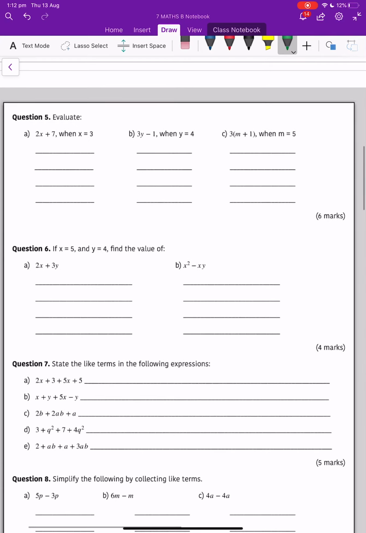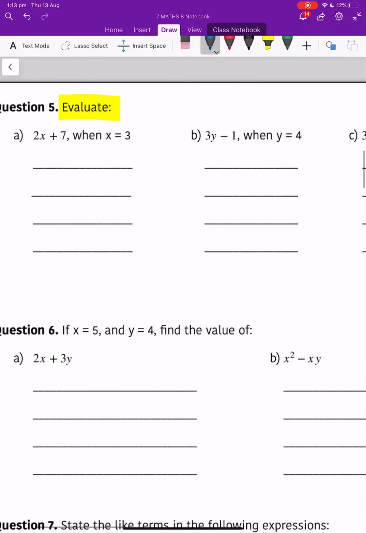Okay, the next type of question asks us to evaluate an expression, but we have to do some substitution. So substitution is when we're replacing a pronumeral with a value that we have been given. So for the first question, you've got 2x plus 7. This is your expression, 2x plus 7. And you have to substitute in x as x equals 3 whenever you see x.